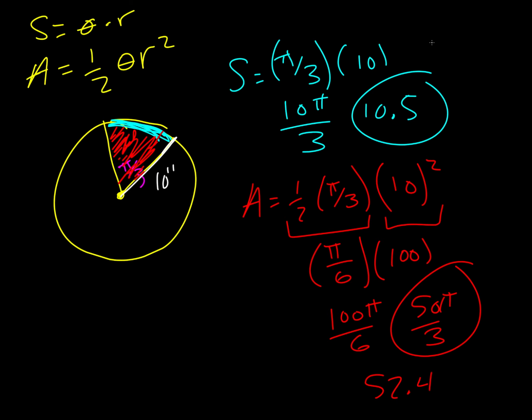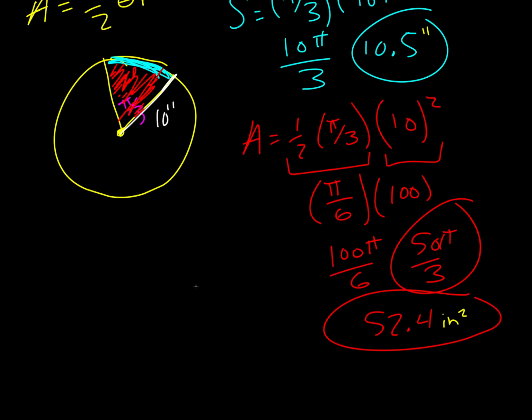Now, let's talk about units. So the units on that, since the radius was measured in inches, the arc length is also going to be measured in inches. So that's 10.5 inches. And then the area has 2 dimensions, so we're going to say inches squared. Okay? Let's see if there's anything else we need to talk about.